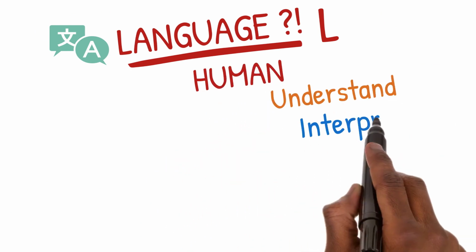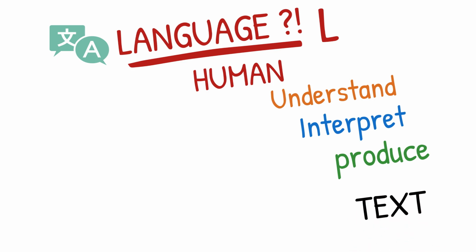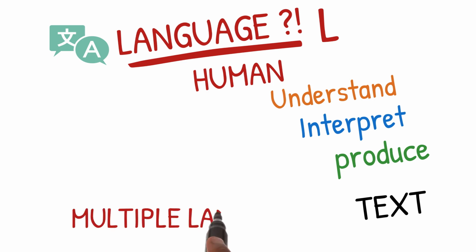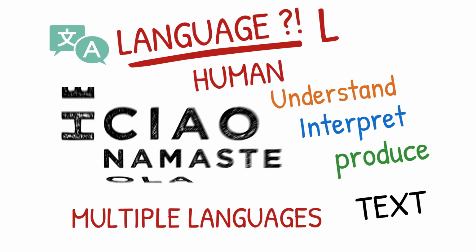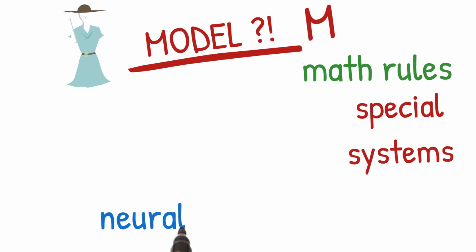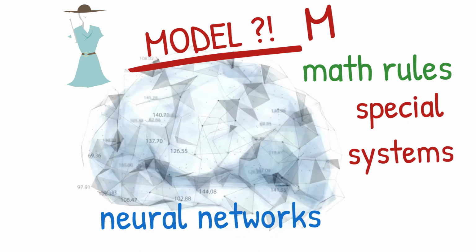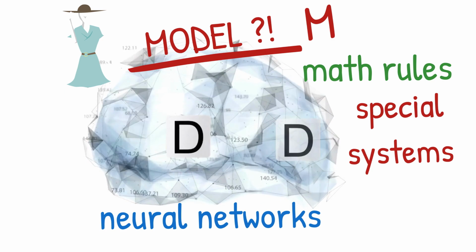The next L stands for language, which means these models work with human language. They can understand, interpret, and produce text that sounds similar to how we talk and write. And they are not just limited to one language. They can handle multiple languages depending on their training. And finally, M stands for model, which refers to a set of math rules built using special systems called neural networks. These networks are designed to guess the next word in a sequence.